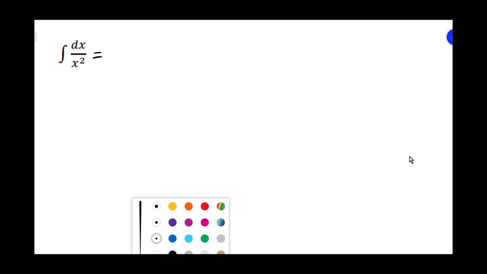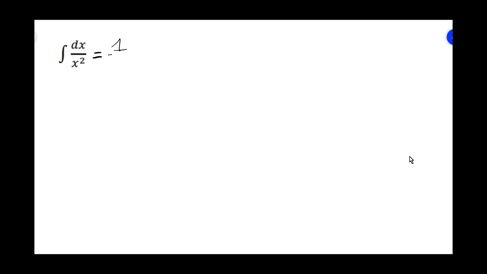All right, so we know that this is equal to 1 over, let me change the brush, this is too thick, just bear with me. All right, so we know that this is 1 over x to the 2 multiplying the x, right?